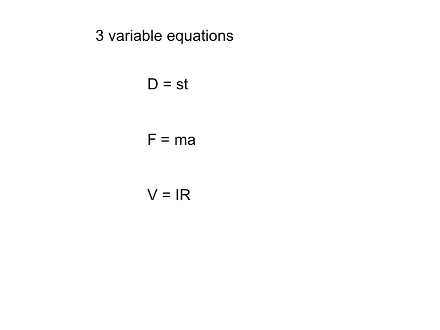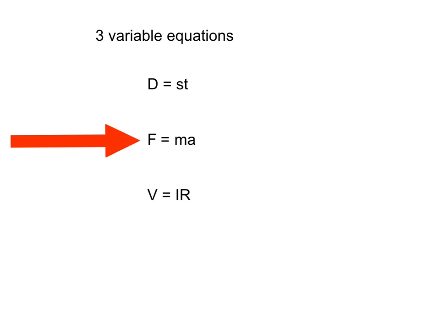So with our first example, d, or distance, equals st. s is speed, t is time. And in this equation, since the s and the t are next to each other, it means we multiply the s times the t. Our next equation, F equals ma, which is Newton's famous second law.